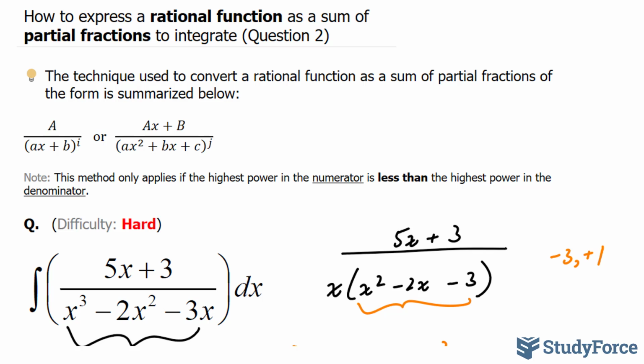And there you have it. That is how to express a rational fraction as a sum of partial fractions to integrate. Make sure to watch question 3 for an even tougher example than this.